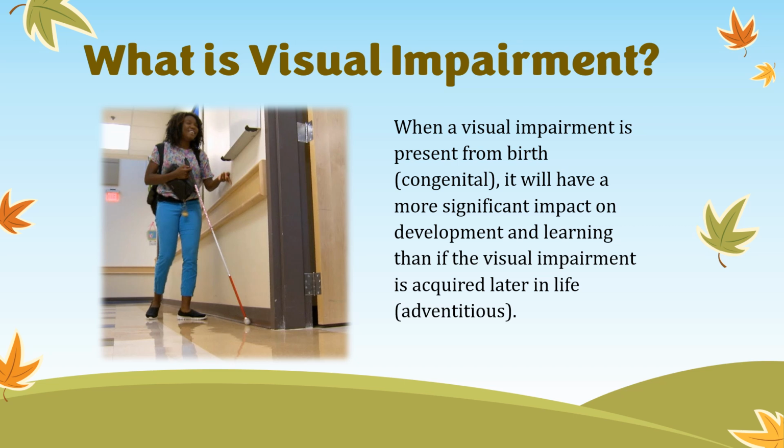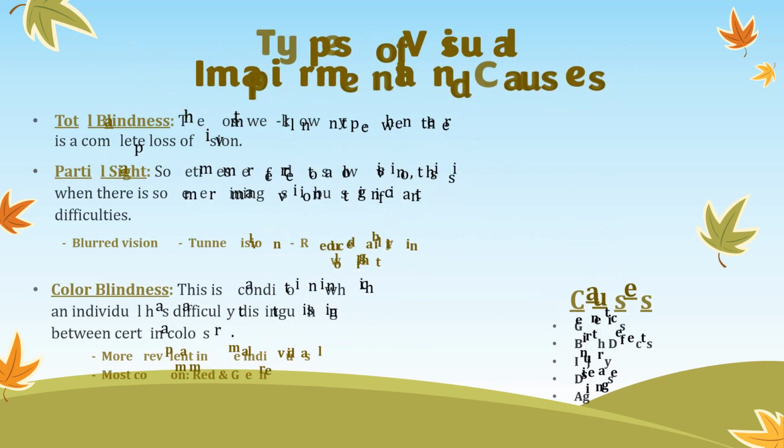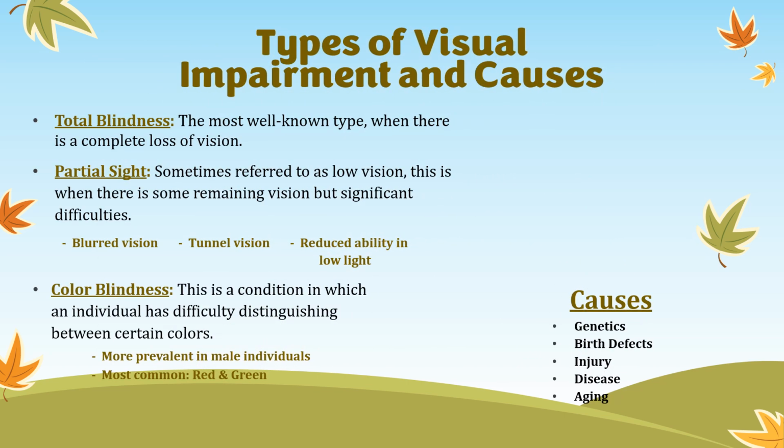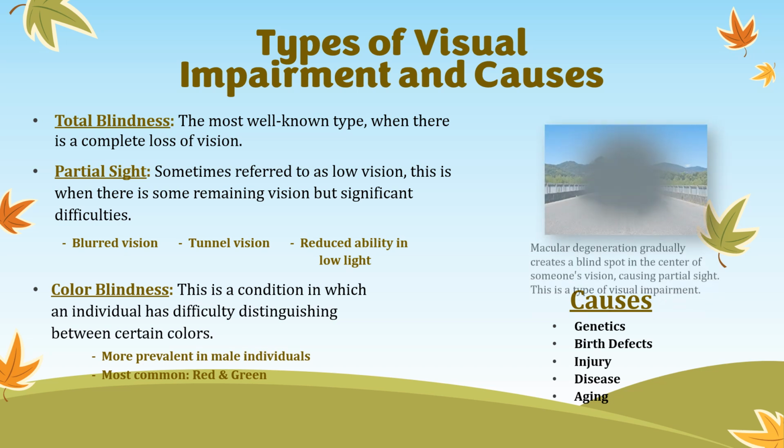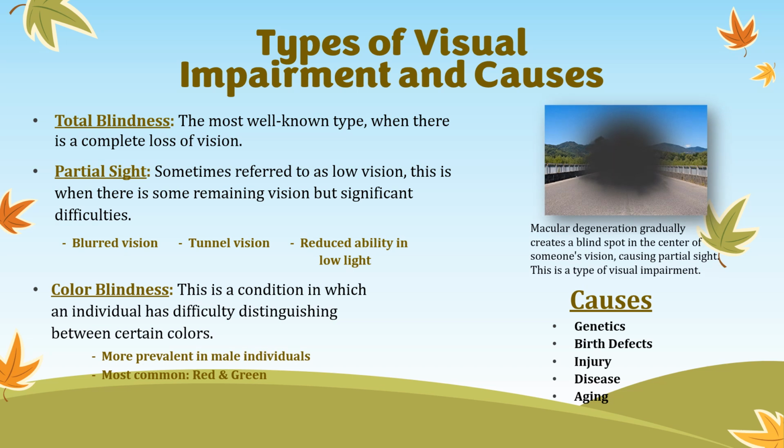So, types of visual impairment and causes. Total blindness is the most common type, and that's basically where you have no vision at all. Partial sight is sometimes referred to as low vision. This is where you have some remaining sight. There's things like blurred vision, tunnel vision, and reduced ability in low light. Macular degeneration gradually creates a blind spot in the center of someone's vision, just like you see in this picture here, and it causes partial sight.